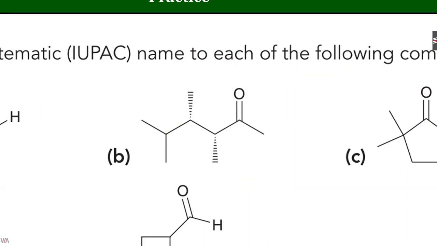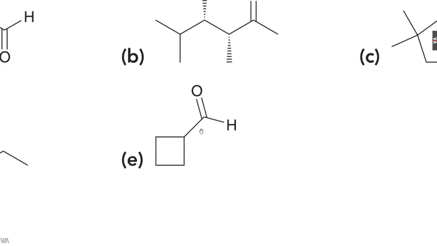So that one has about all the trickiness that we can muster here, other than just the one other way of naming these. This would be cyclobutane carbaldehyde. That's not hard, it's just a matter of remembering that if it's an aldehyde attached to a ring, use that carbaldehyde descriptor.